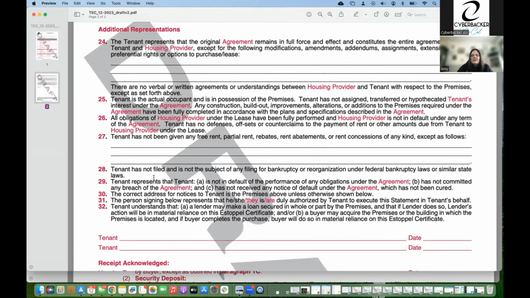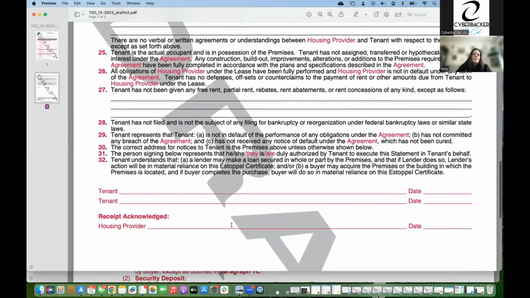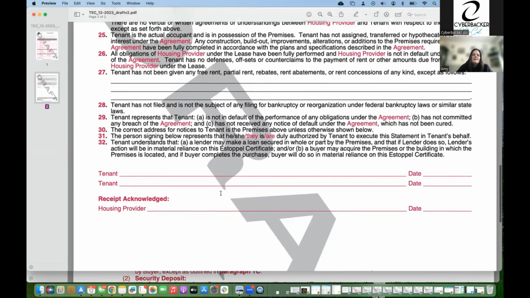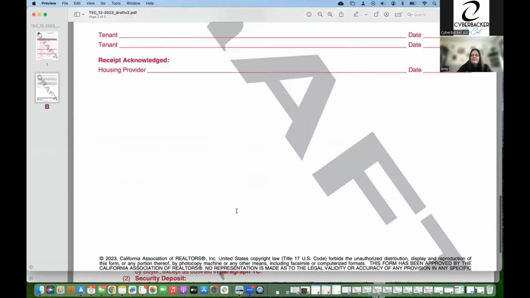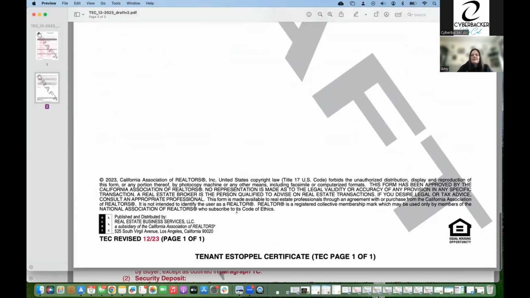29, again, just updated with the word agreement. And the person signing below represents that he, she, they, is, are duly, right? So it's he or she or they, is or are duly. So they just added some more pronouns and such there. And then the tenant signs and the housing provider signs. So that's the changes that were made to the tenant estoppel certificates.